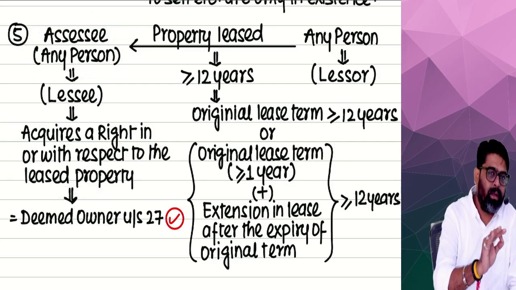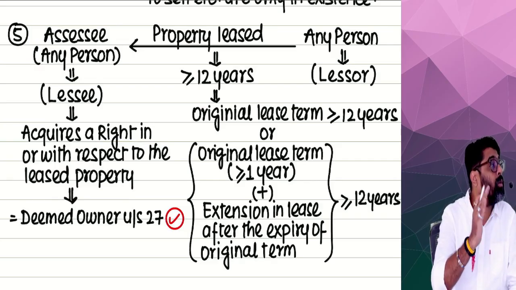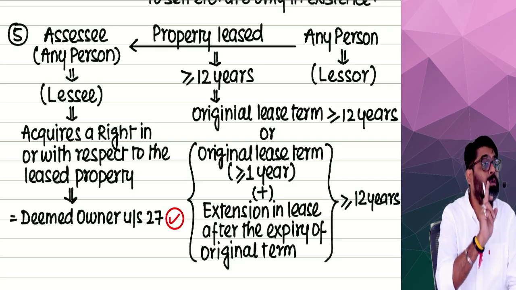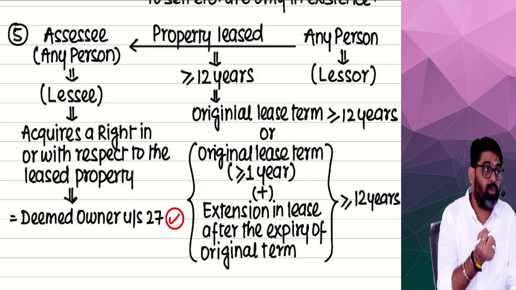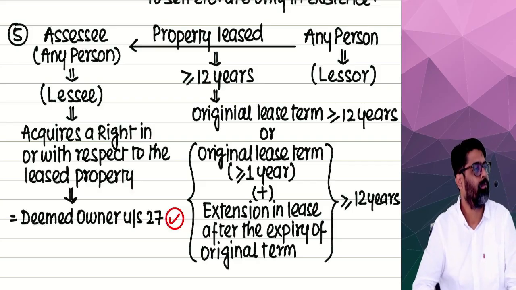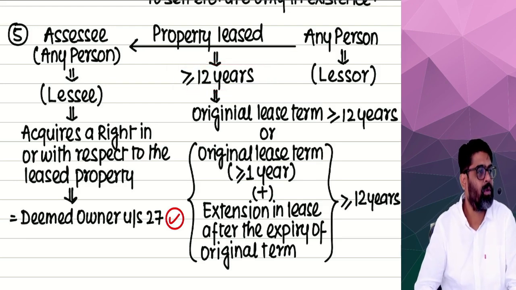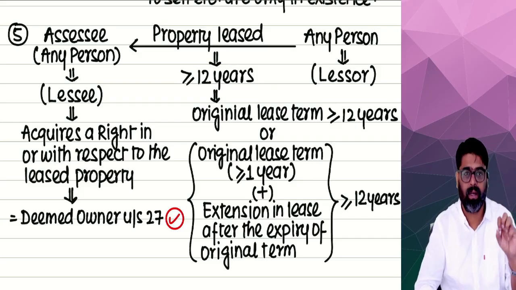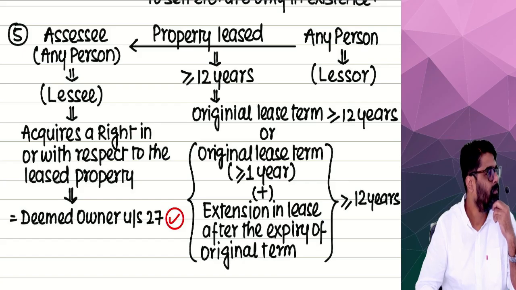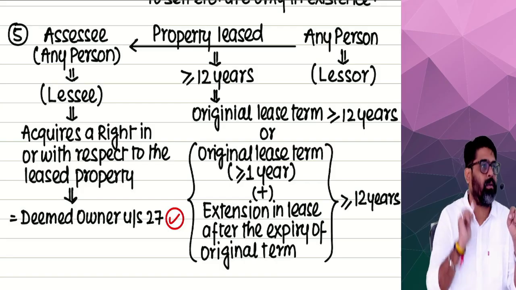Now, for the entire lease period, you will enjoy the property as if you are the owner. You are the person who is having the right to occupy the property. The moment the property is given on a lease of 12 years or more, the person taking the property on lease will get the right. What type of right you will get? Right to have that property in your occupation, meaning you will get the right to occupy the property.